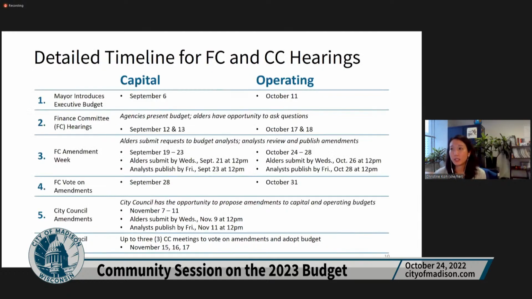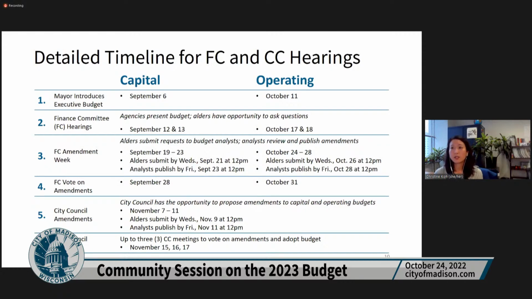And here we have a detailed timeline for the Finance Committee and Common Council hearings. I won't go through each of the dates, but the main steps for both the capital and operating budget are the same. The first is that the mayor introduces the executive budget to the Common Council. For capital, that happened on September 6th, and operating happened earlier this month on October 11th.